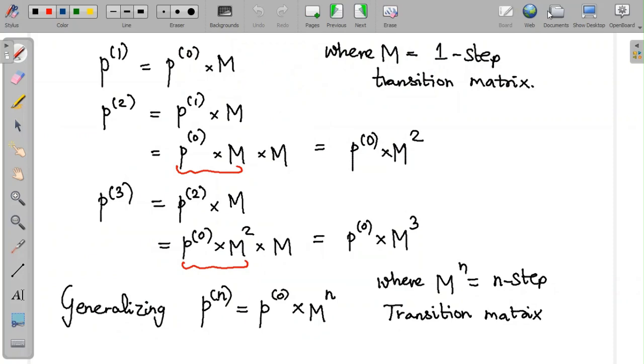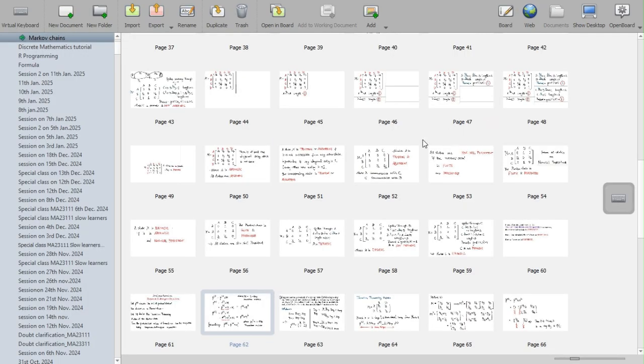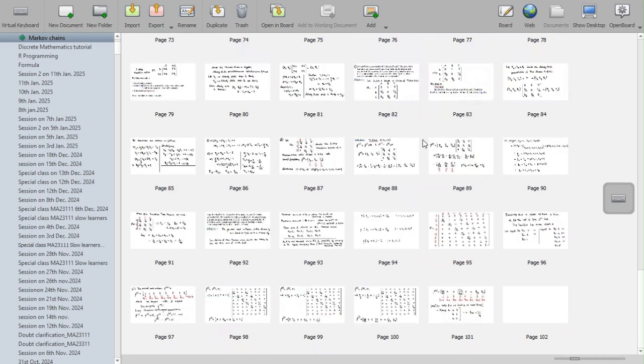To give you a hint of what is happening here, I'll first do a simple problem and then we'll look at other complicated questions.